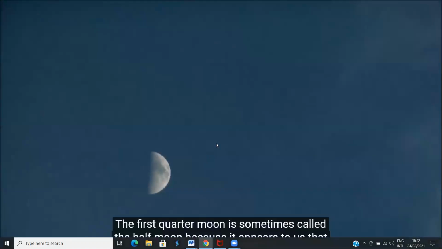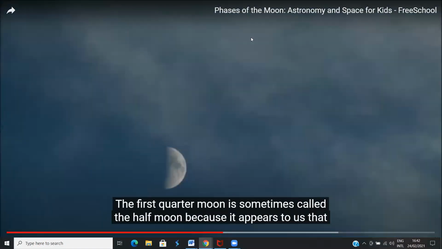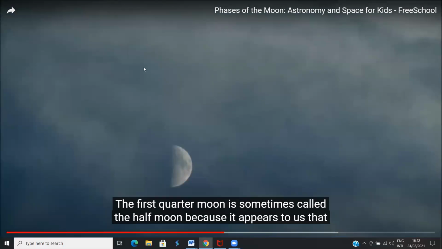If you want the face of the moon here, that is the face of the moon. Revise well and try to listen. Anyone, don't go away from the session.